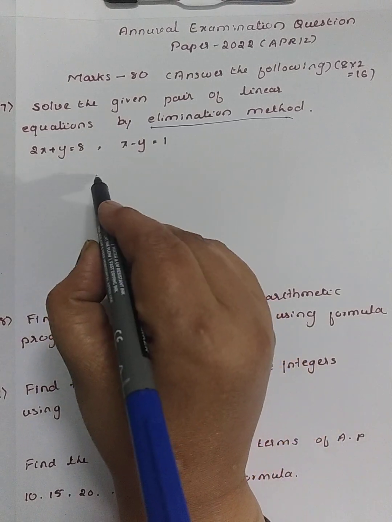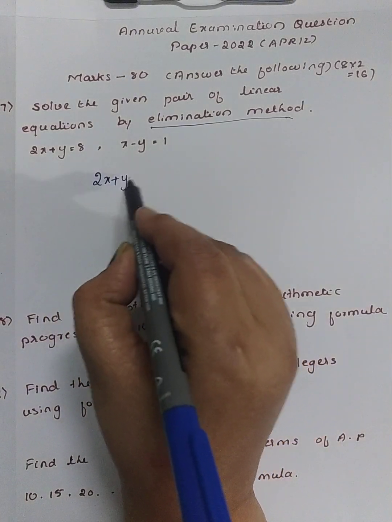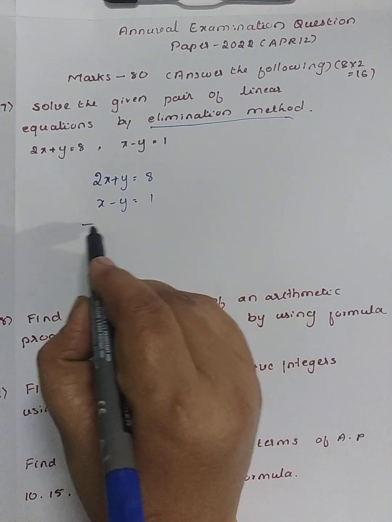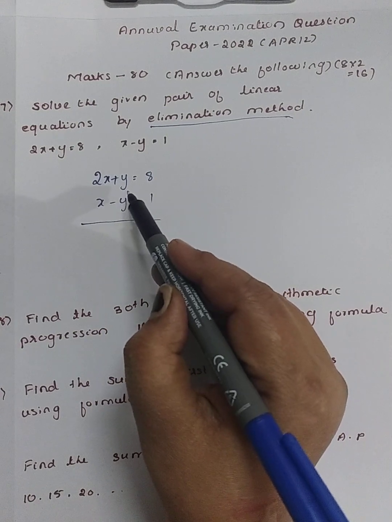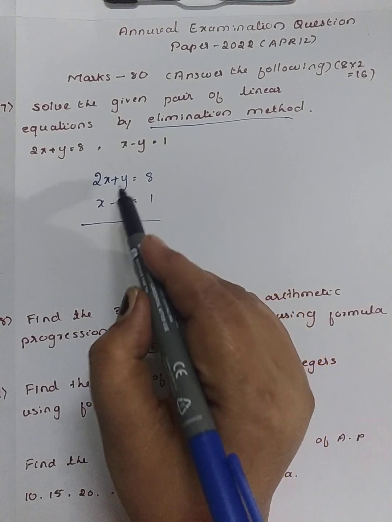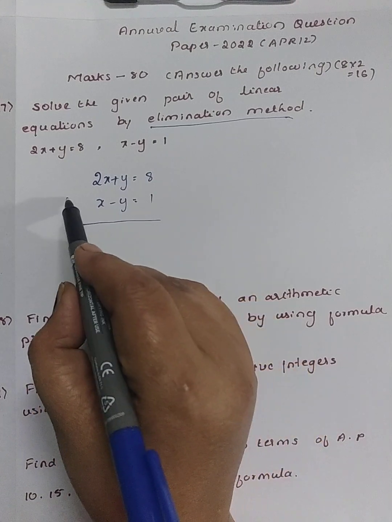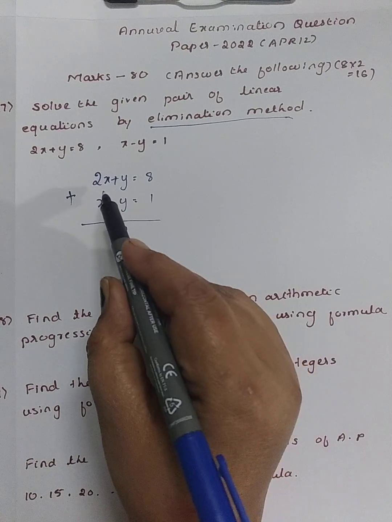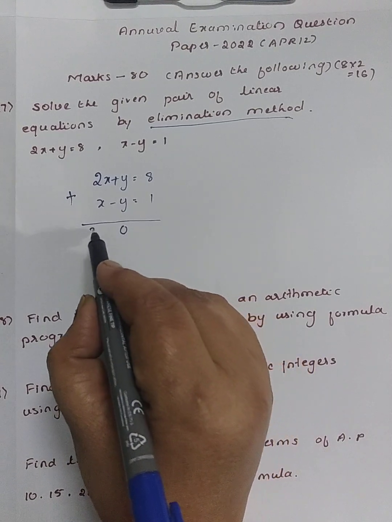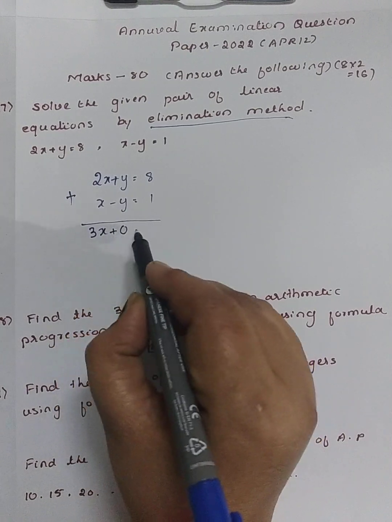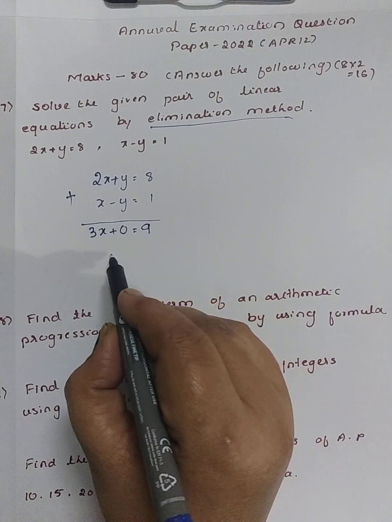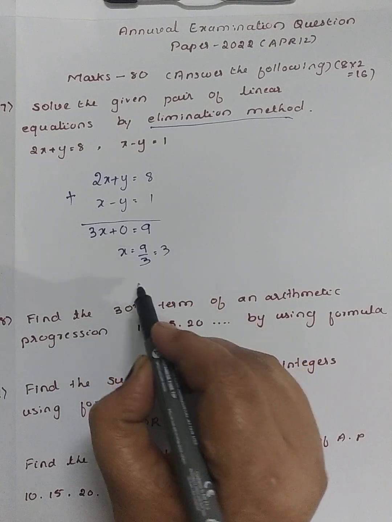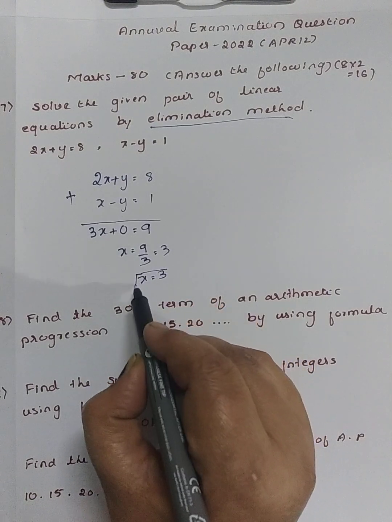This is very easy, 2 marks. The given equations are 2x plus y equal to 8 and x minus y equal to 1. Here the coefficients of y are both 1, so we will cancel. What is the operation? If we simply add, y minus y is 0, and 2x plus x is 3x. 3x equal to 9, and x equal to 9 divided by 3, that is 3. We get the value x is 3.